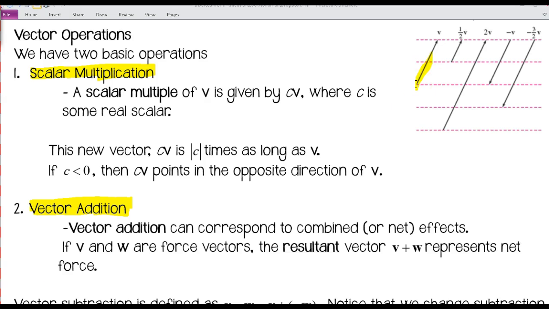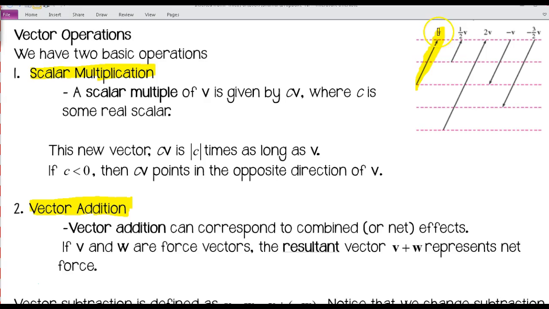Here's my original vector v, and then here are several scalar multiples of that. This first one is half v, so our value of c is a half, so we can see that it's half as long, but it goes in the same direction. The next one is 2v, so again it goes in the same direction, but now its magnitude is twice as large. Here our value of c is -1, so you can see it has the same length, the same magnitude, but now it's going in the opposite direction. And then the last one, our value of c is -3/2, so again that negative puts it in the opposite direction, and it's 3/2 as long as the original.